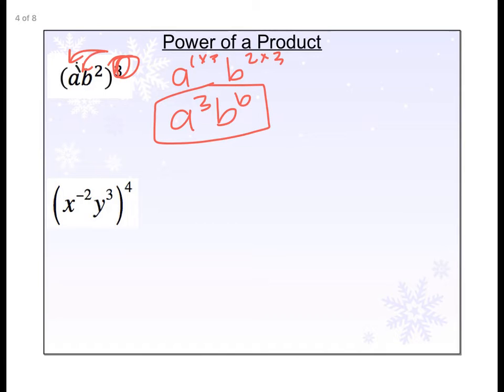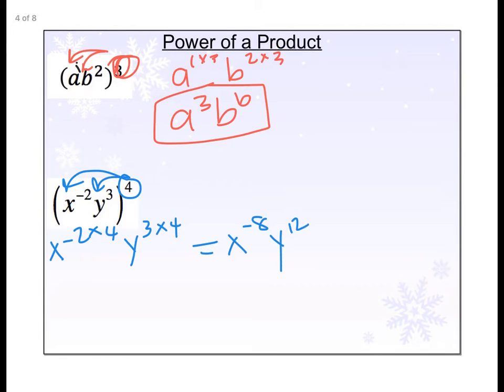If you haven't noticed so far, it is like the norm to keep things alphabetical. So notice my A comes first and my B comes second here. All right, with my second one, this 4 is going to apply to everything inside. So I get x to the negative 2 times 4, y to the 3 times 4. And some of you guys maybe don't have to write out this middle step, but I like to. That gives me x to the negative 8, y to the 12.